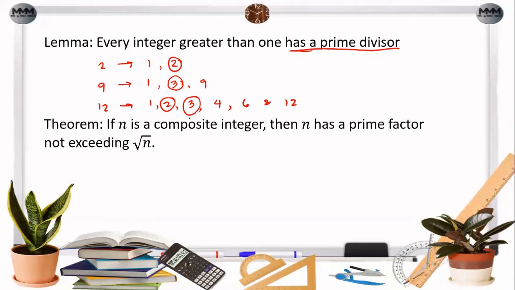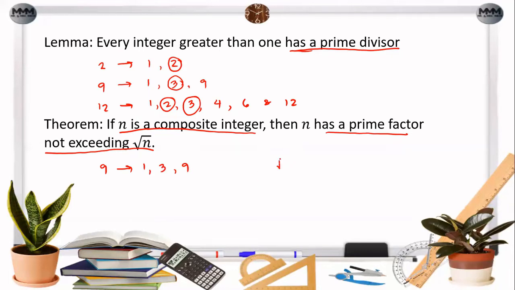So let's have here the next theorem. It states that if n is a composite integer, then n has a prime factor not exceeding the square root of n. Now take note, this theorem can be applied only for a composite integer. So let's try our previous example. For a composite, we have 9. Again, we will write the factors of 9. We have 1, 3, and 9.